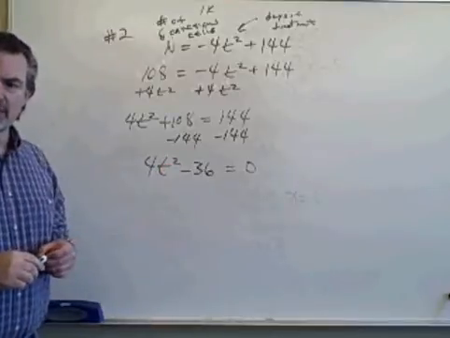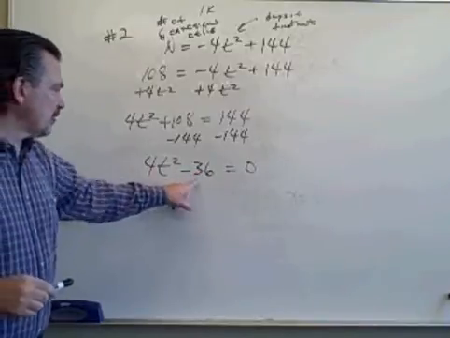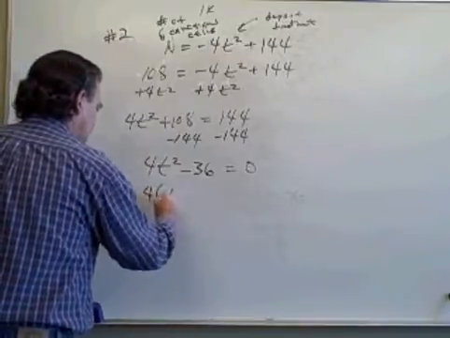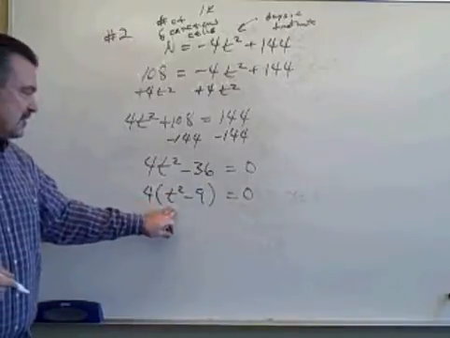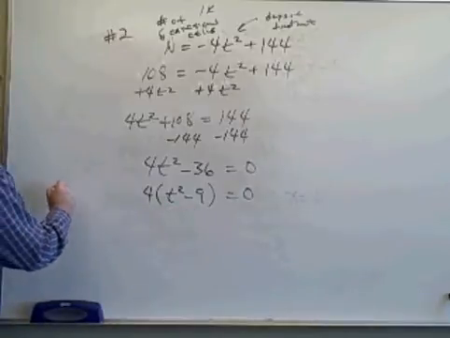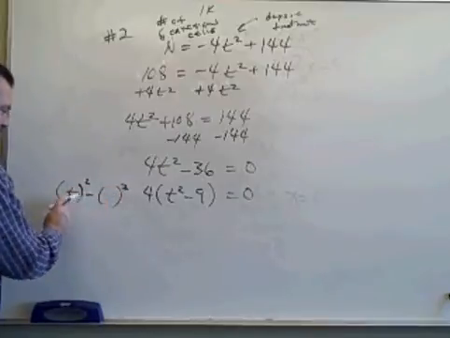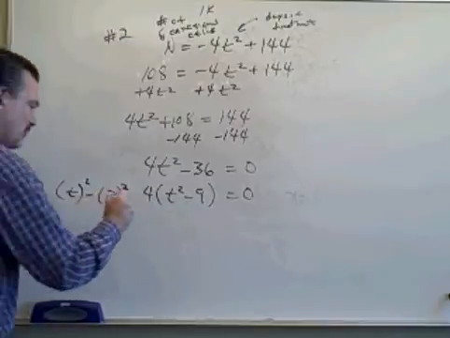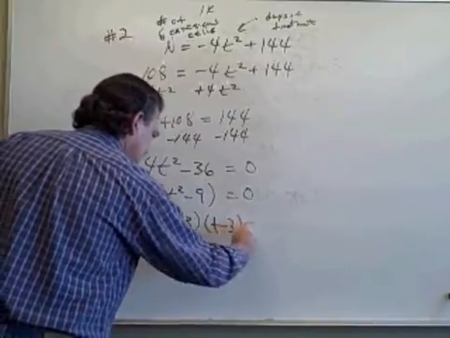And now I want to solve this quadratic equation. Well, we solve it by factoring, and one thing I notice, aren't both of those numbers divisible by 4? Four t squared divided by 4 would leave t squared. 36 divided by 4 would leave 9. Oh, and this is the difference of squares, isn't it? I can square t to make t squared, and I can square 3 to make 9. So this is going to factor into t plus 3 times t minus 3.